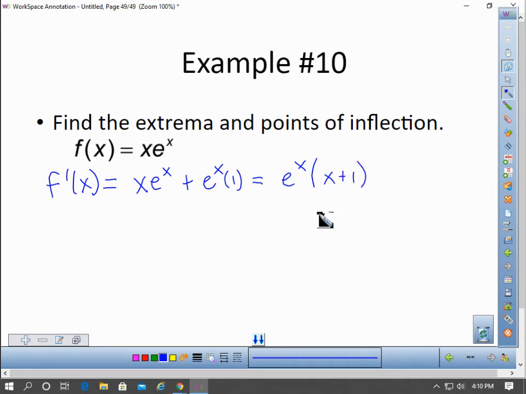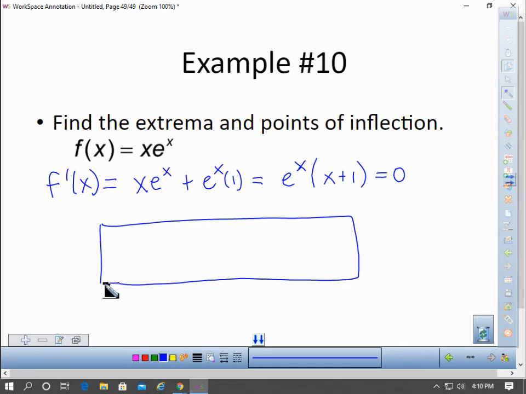Now e to the x is always a positive number. So when I'm looking for extrema, remember, this is where you look where your function's undefined and where it equals 0. And then this is where you do your little table. It's been a while. And we're going to go from negative infinity to positive infinity. Now, where does this equal 0? e to the x is never 0. It's always positive. So x plus 1 is going to equal 0 when x is negative 1. So that's my only critical number I have, negative 1.